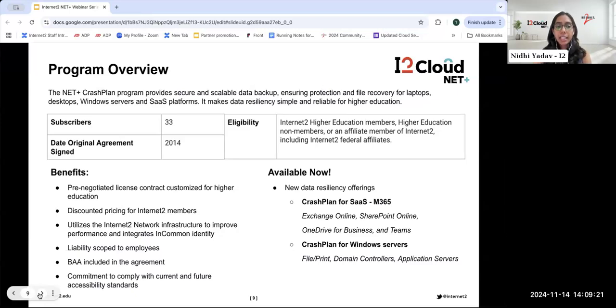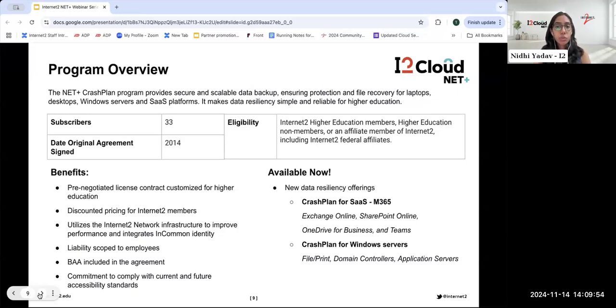Now, I'd like to highlight the key benefits this program offers. A pre-negotiated contract specifically tailored for higher education, discounted pricing for Internet2 members, service leveraging Internet2's robust network infrastructure for enhanced performance, InCommon identity integration, liability scope to employees, a business associate agreement is included as well, and lastly, commitment to comply with current and future accessibility standards.